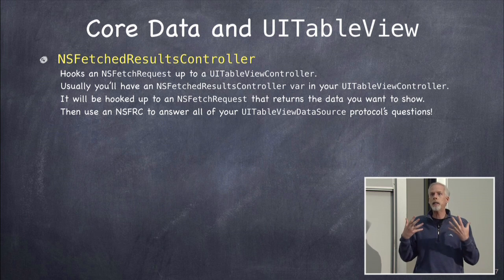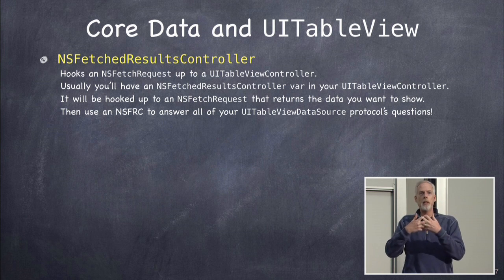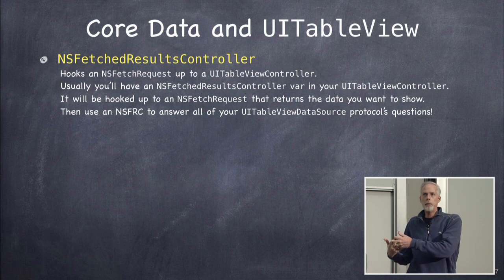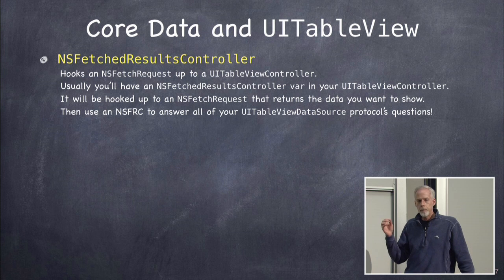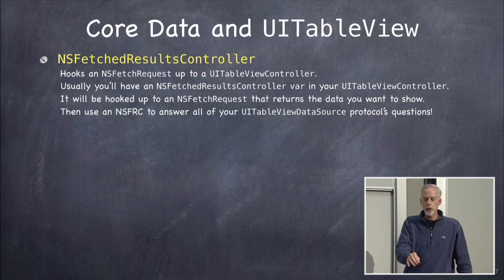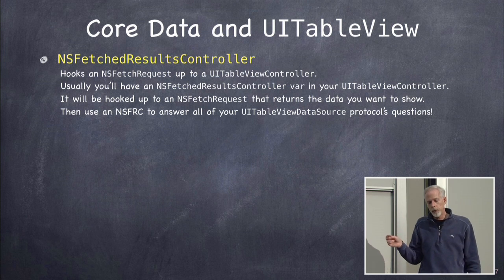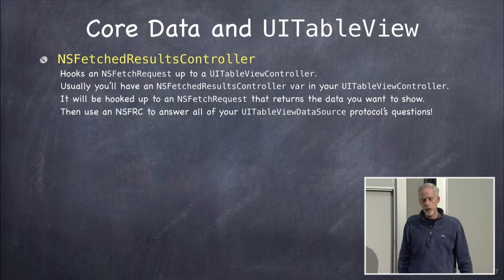So this is an active, live hookup between the NSFetchRequest and the table view. Even if some other context is changing the data, it doesn't matter. It's always keeping that table view up to date. So I'm going to talk about how we use an NSFetchedResultsController. I'm even going to provide you some free code to do some of it. You'll have to type in a little bit of the rest of it, but it's pretty easy to do.